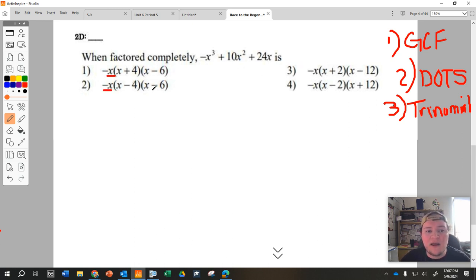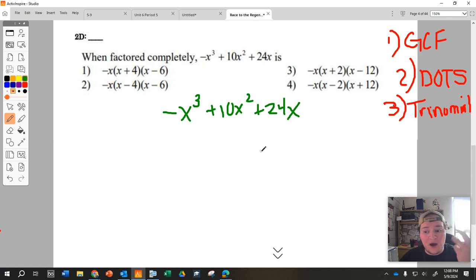If you look out front, they all have negative x. So we're going to actually do that and factor out a negative x because they all have that in common. That's the greatest common factor. So down here in this space, I'm going to rewrite negative x cubed plus 10x squared plus 24x. Just rewrote it. I'm going to factor out negative x because that's what they did to begin this problem. So negative x and one big set of parentheses.